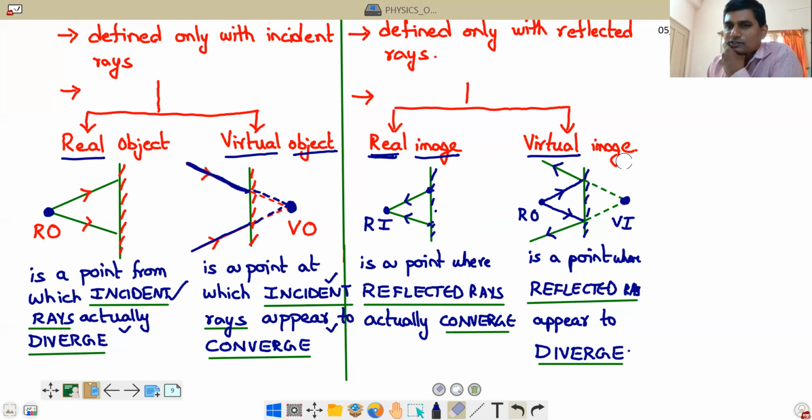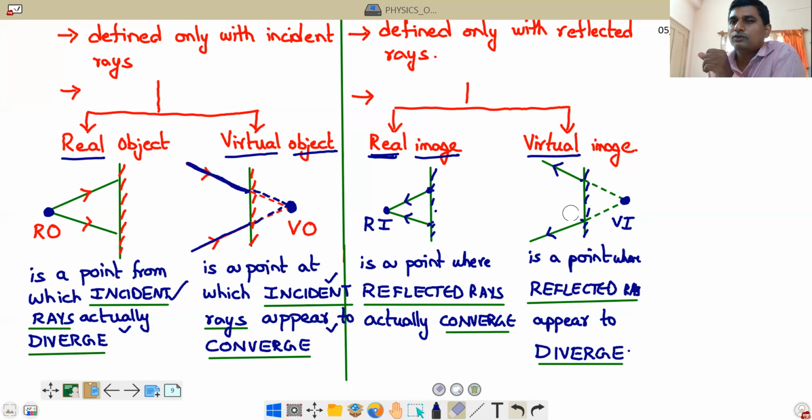So this is also an image. In this definition, it should have reflected rays. It is a point where reflected rays appear to diverge. Okay, students, for example, I'll explain here. Suppose here is an object. First of all, incident rays will start like this. These are the incident rays, because the arrows are towards the mirror. But are we interested in the incident rays, students? No, because we want reflected rays. So let us forget these rays.